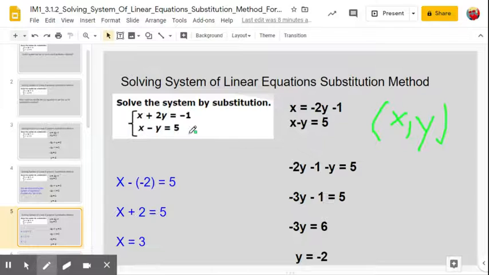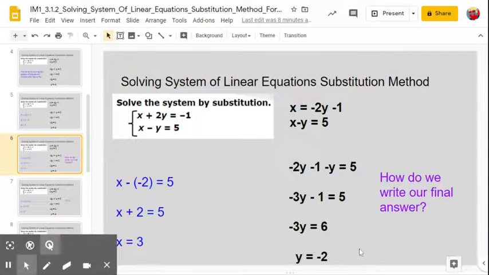So I chose the bottom equation here. So I went x minus -2 equals 5. That becomes x plus 2 equals 5. And then we subtract 2 from both sides, and we get x equals 3. Now, is this in the form that I want to see your final answer in? Yes or no? In other words, how do we write our final answer?